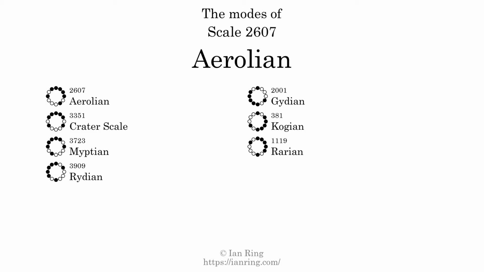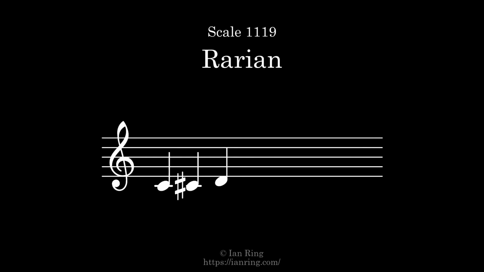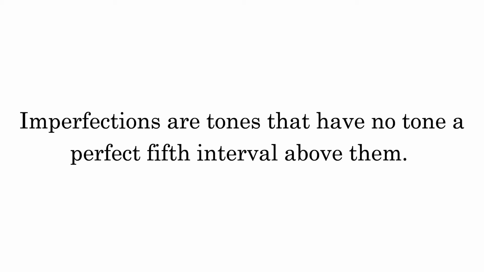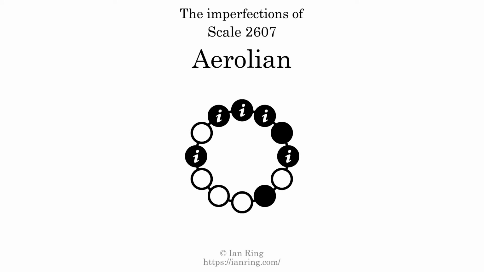The seventh and last mode is scale 1119, also known as Locrian. It sounds like this. Imperfections are tones that have no tone a perfect fifth interval above them. This scale has 5 imperfections. They are at positions here, here, here, here, and here.